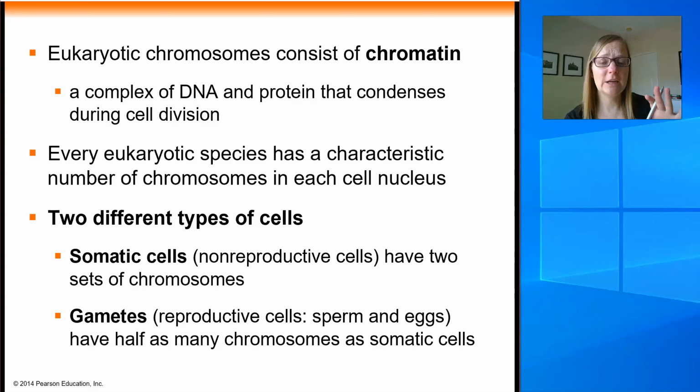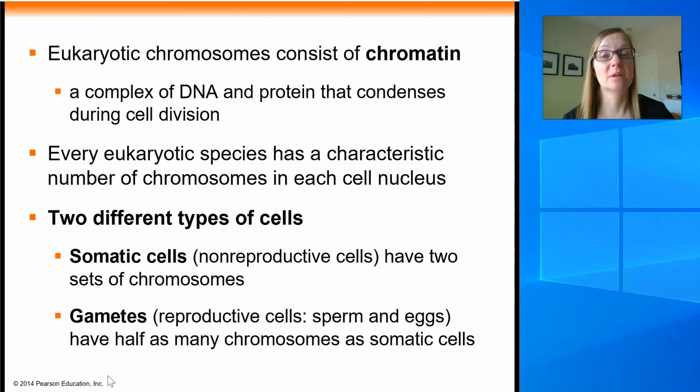Now, every eukaryotic organism, every eukaryotic species, I should say, has a characteristic number of chromosomes in each nucleus. So, for example, in humans, our characteristic number is 46. Under normal conditions, every single one of your cells is going to have 46 chromosomes, with a couple of exceptions here or there. Algae have like 140 some chromosomes. Dogs, cats, elephants, they all have their specific species number of chromosomes in their cells.